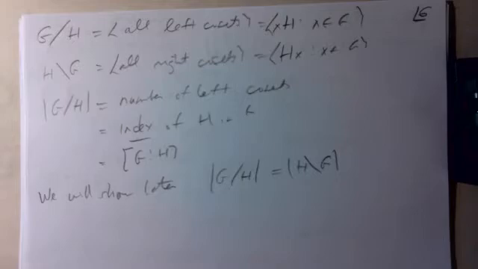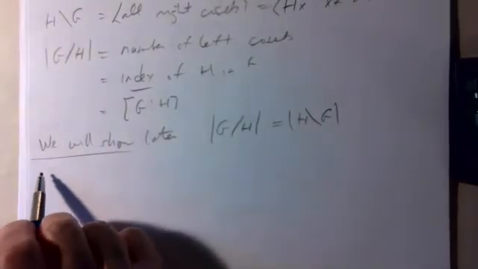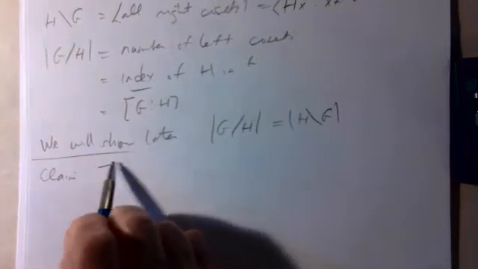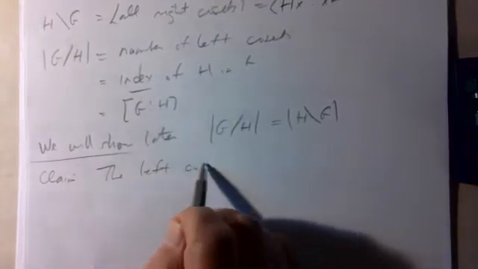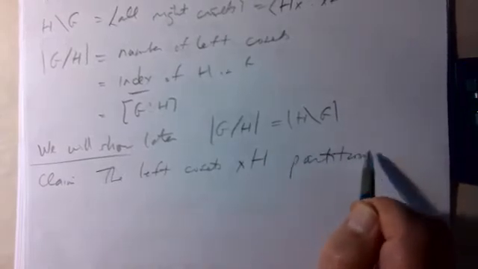And one of the most important theorems in mathematics is a theorem of Lagrange, which says that the left cosets of a subgroup partition the group, and in a very, very nice way. So this is what we want to show. I claim the left cosets XH partition G.